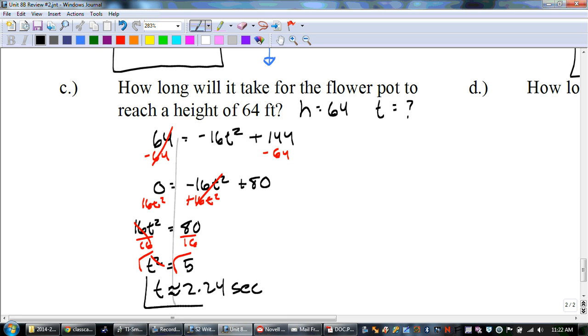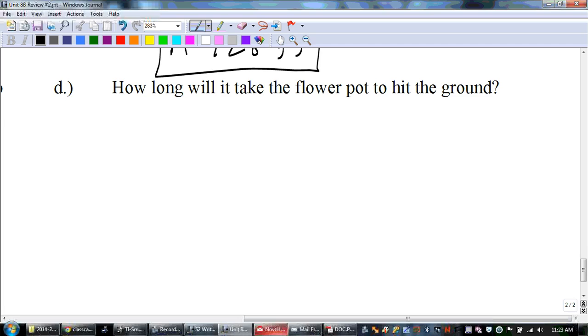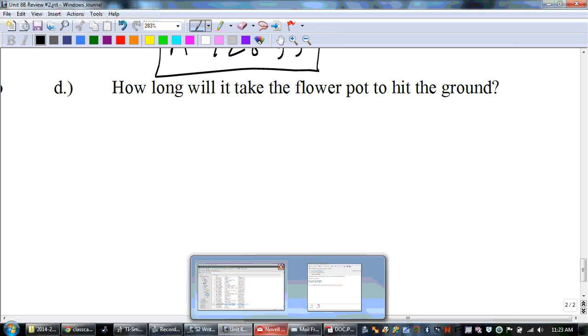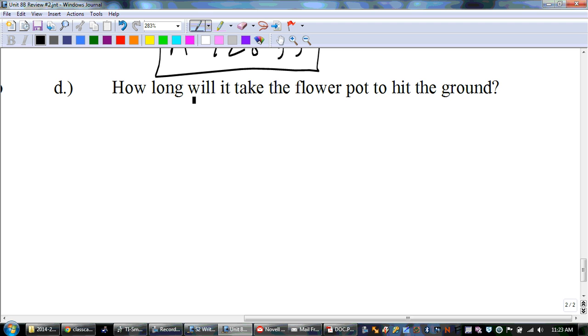seconds. Now, technically there are 2 answers there. Why am I only caring about that one? You can't have negative time, okay?